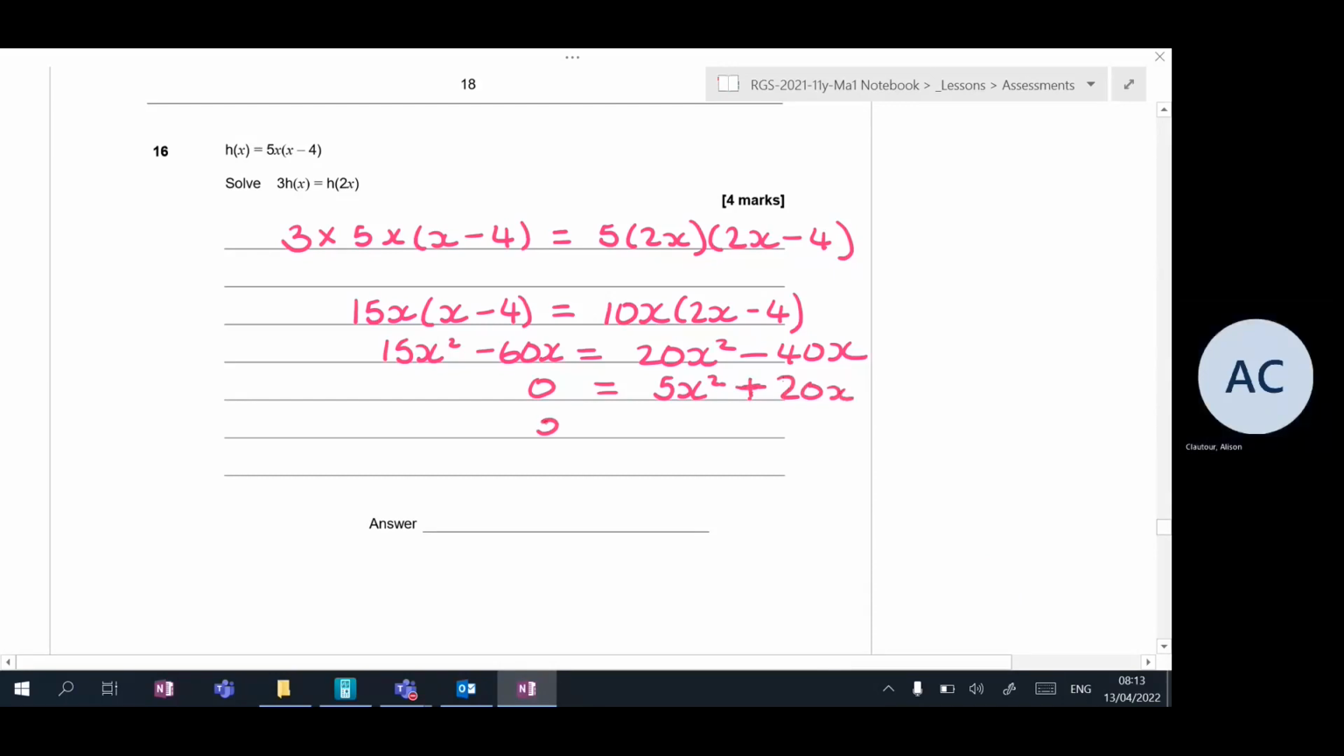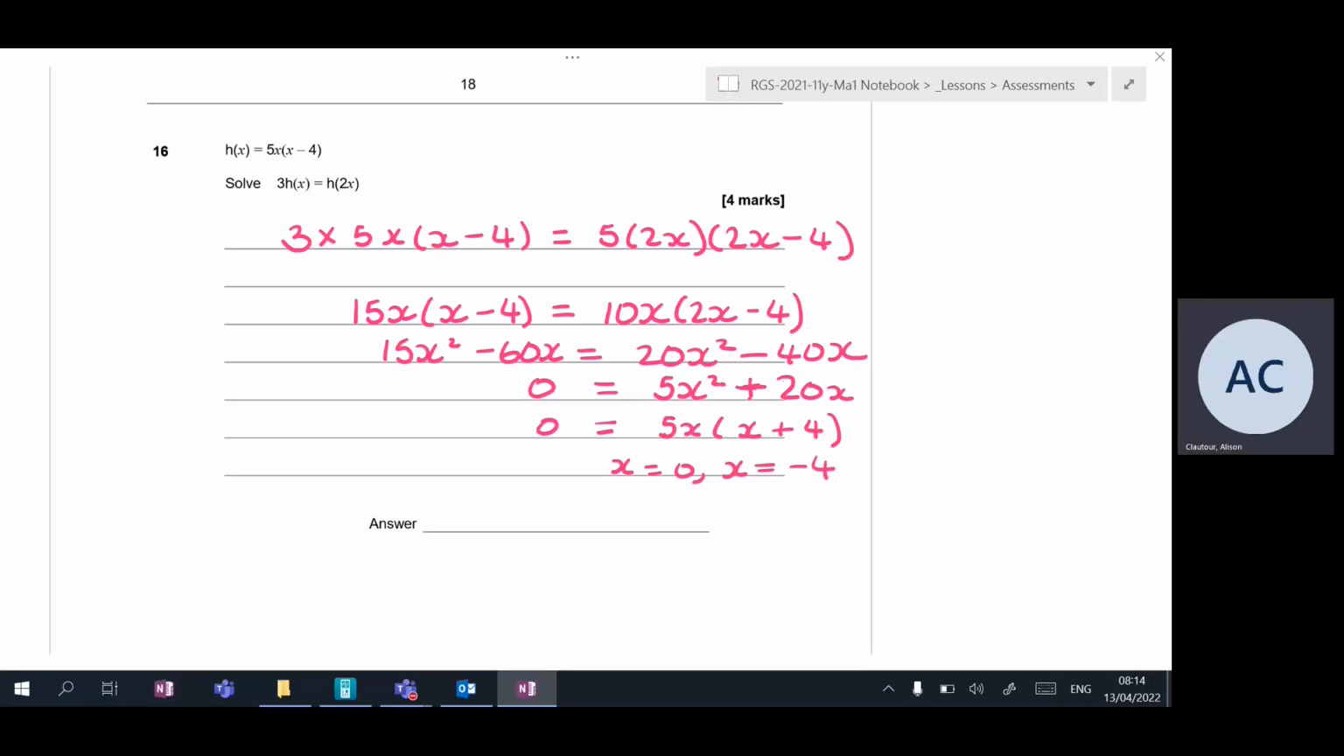Okay, and then I can factorize. So take out 5x. So x is 0 or x is minus 4.